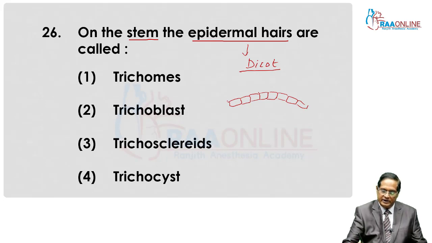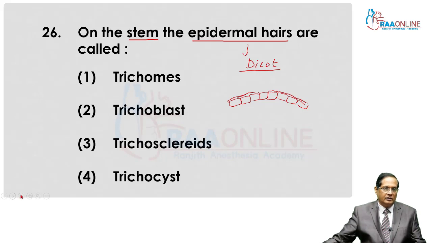And it is provided with the cuticle. Cuticle is not a cellular structure. It's a deposition of cutin only. And on dicot stem you see multi-celled stem hair.